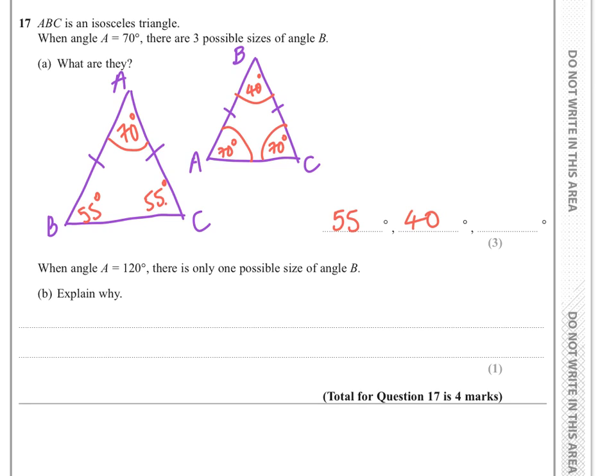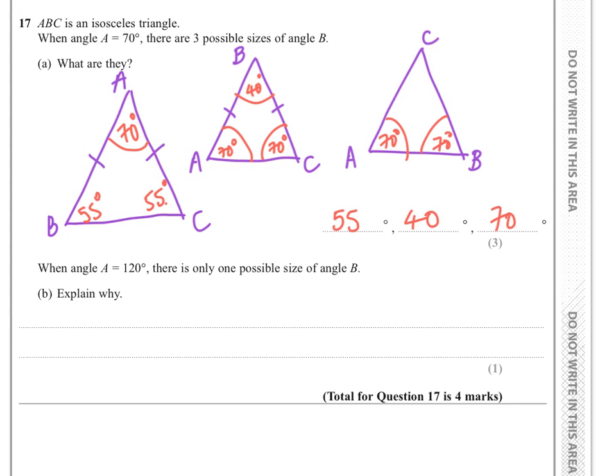And then there's one other possibility as well. So we'll have A here, and we'll just switch B and C. So if A is 70 again, then B has to be 70, and we're not bothered about C. We know it's 40 anyway, but we're all finding facts about angle B, and there's the 3 angles that B could possibly be.